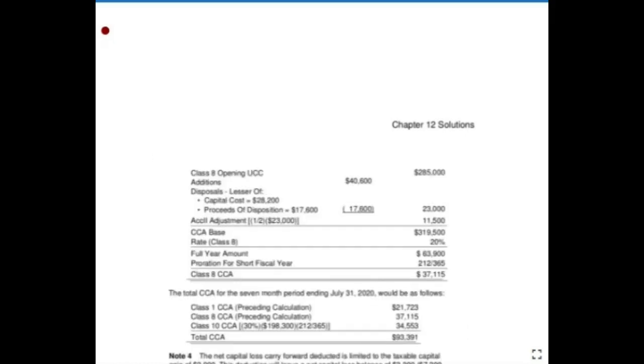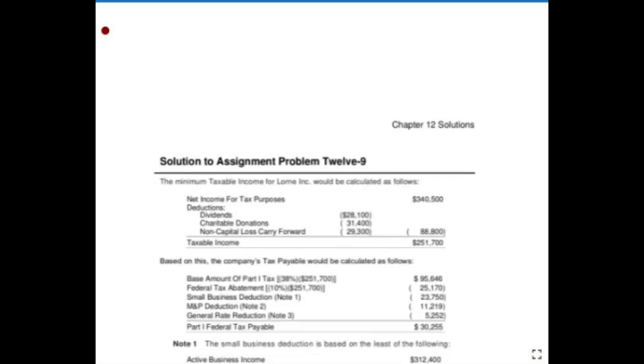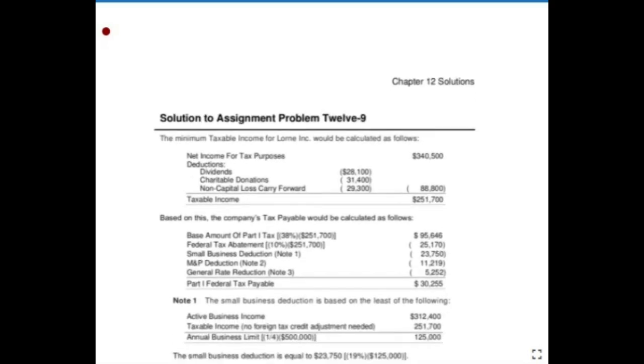Now, we just talked about this calculation. So, assignment problem 12.9. This one is an example of calculating that federal tax payable. Since we just talked about that, why don't we dive right into one of those?